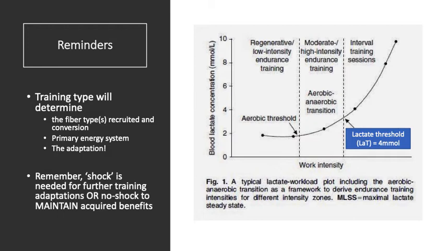So on the right, we see a figure with blood lactate concentration on the y-axis, and on the x-axis is work intensity. As work intensity increases, we move from more aerobic metabolism to a combination of aerobic and anaerobic metabolism until you get to the point where lactate concentration in the blood starts to accumulate. And once we see that inflection point where blood lactate starts to accumulate quite a bit, that's known as your lactate threshold. And that's usually around 4 millimoles of lactate.